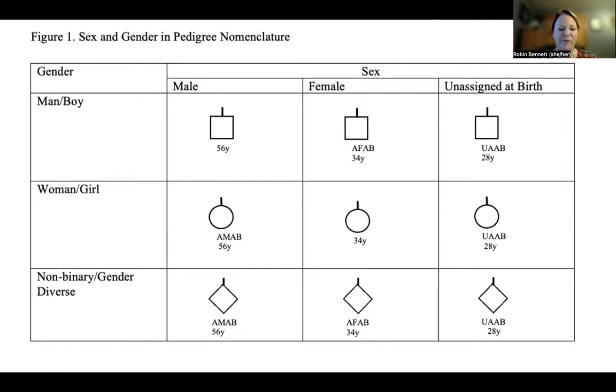Here, the next line down, we have a person whose gender is a woman. She's assigned male at birth, and she's 56 years of age. The next one is a woman who is 34 years old. Her sex is female, and she's a woman or a girl. And then we have a person who's unassigned at birth who identifies as a woman or a girl. And then the last row is a person who's assigned male at birth. They are gender diverse or non-binary, and they're 56 years of age. The next person is a person assigned female at birth, and they're 34 years of age. And then the last person is 28 years old, unassigned at birth, who's non-binary or gender diverse. So I know this is complicated information, but hopefully this kind of sets the stage for you. Next slide.